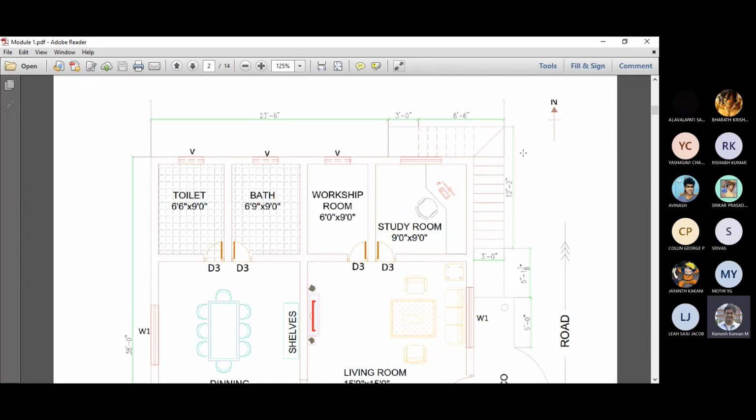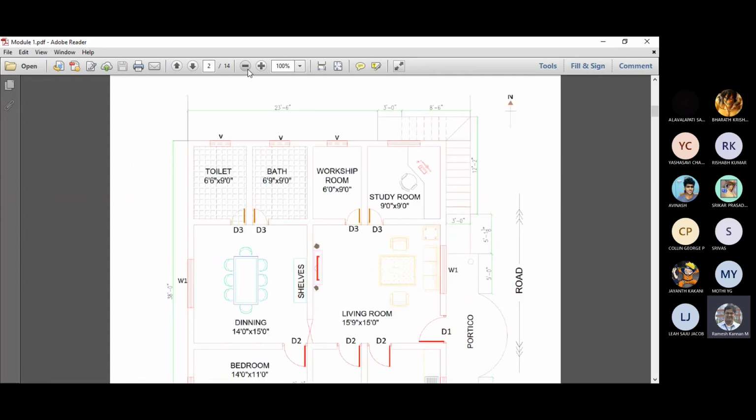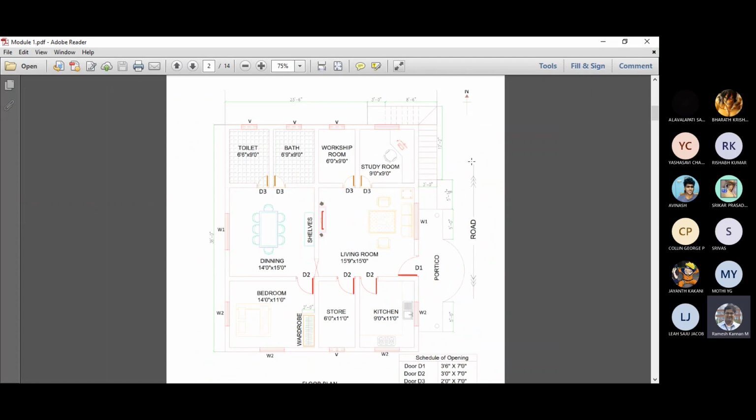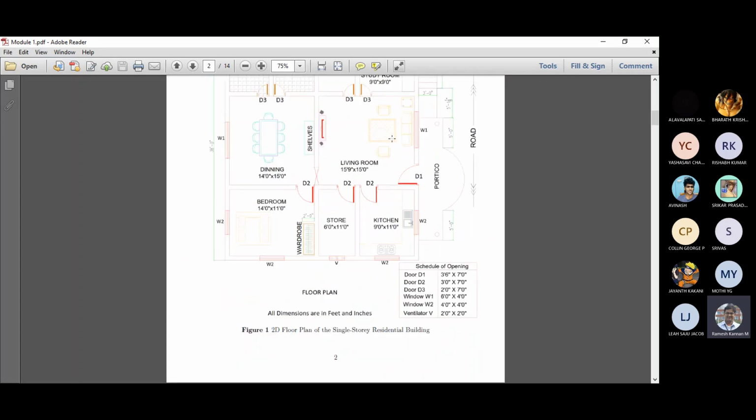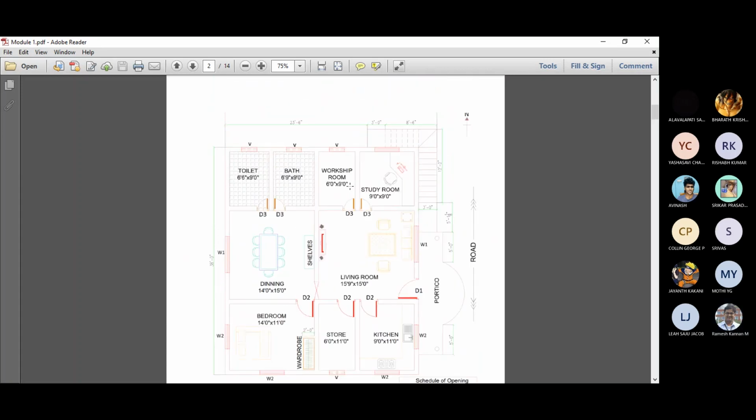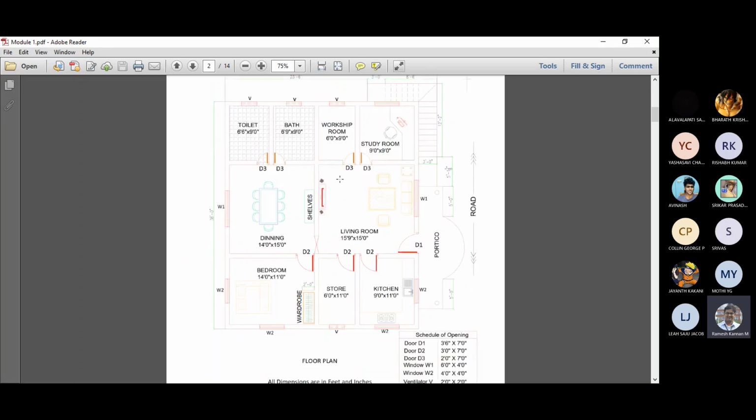This is a typical floor plan that I've just developed, right? So this is a single story residential building, something around 30 feet by 38 feet. And it has a lot of things, like the basic stuff like the living room.